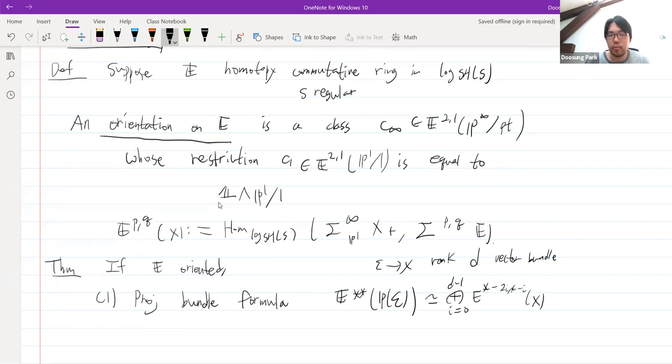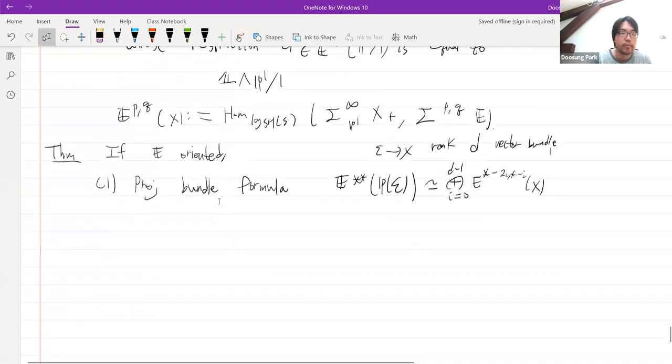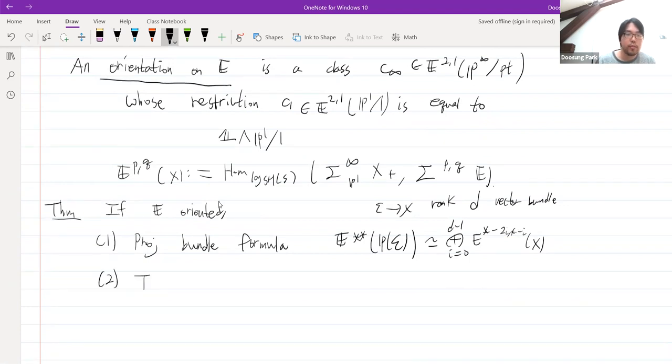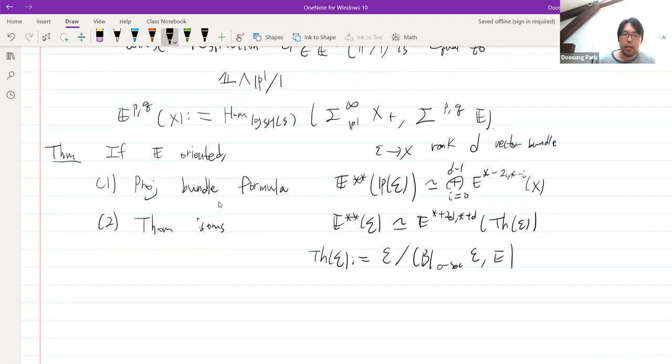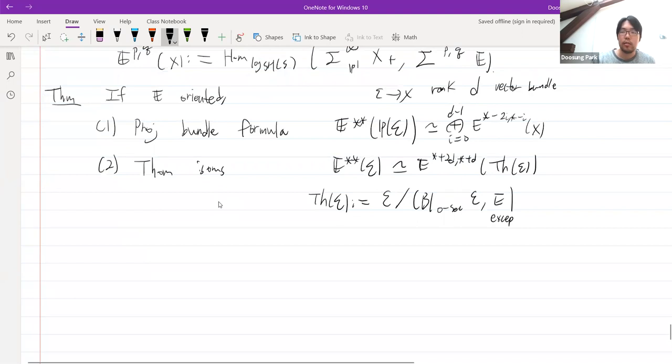So vector bundle, so X is log smooth, but a vector bundle is just a strict morphism. And the strict E underline to X underline is just the usual vector bundle. And Thom isomorphism: E^{**} of E is again, E is the rank d vector bundle, E^{*+2d, *+d} of the Thom space of E, where the Thom space of E is E modulo, blow up at the zero section, and the exceptional divisor. Okay, this is the Thom space.